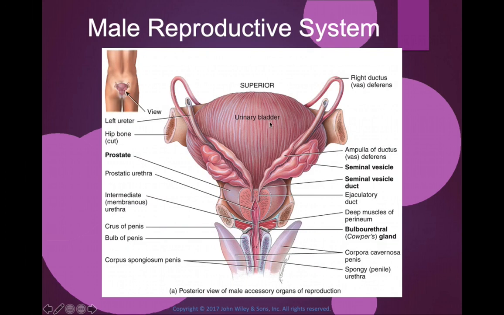Here in this view is another perspective of the urinary bladder. We can still see the seminal vesicle. Here's the prostate gland, and here's the prostatic urethra. So you can understand that if the prostate gland enlarges, it can put pressure on the prostatic urethra, obstructing and blocking the flow of urine on its way out.